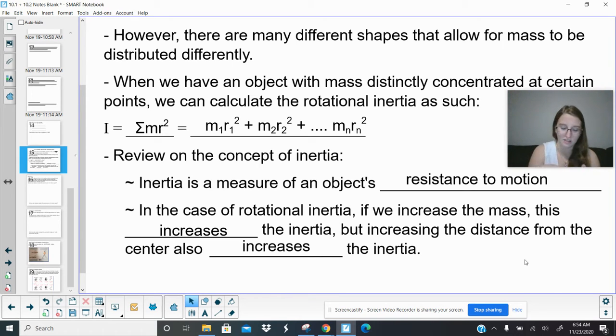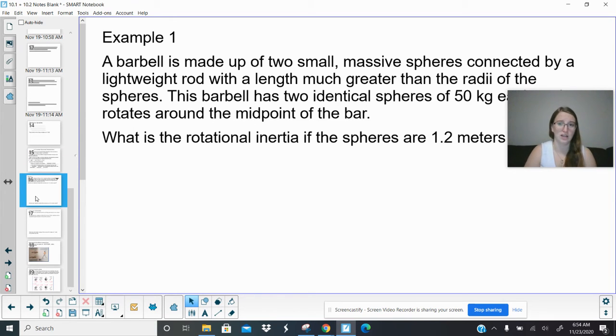Obviously, the pencil is not very heavy, so it's not going to be that much more difficult. But rotating from the center here, that distance is not very long, versus if I rotate here, well, now I've doubled the distance. So it's going to be more difficult to move. It's going to have a greater inertia and a greater resistance to that motion. Let's go ahead and look at this. This is actually not too difficult to deal with here.